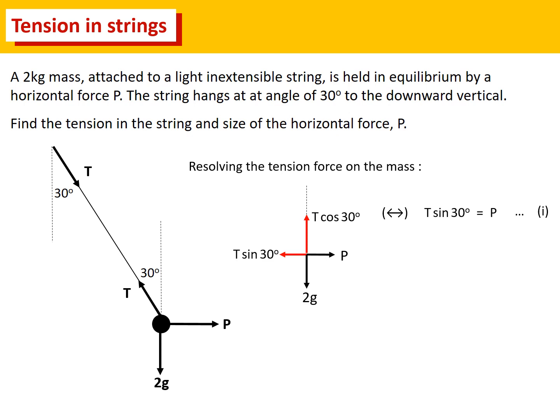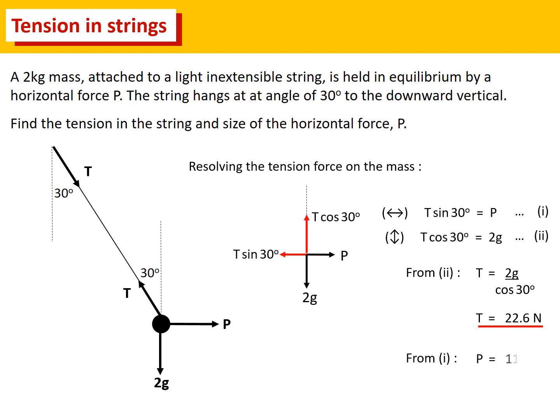Horizontally, P equals T sin theta. Vertically, T cos theta equals 2g. From equation 2, we get the tension equals 2g divided by cos theta, and that's 22.6 newtons. And if we put that up into equation 1, that will give us P equals 11.3 newtons when rounded off. Just please note, when you're substituting your T back up here, don't use the rounded off version. We only round at the end, so we use the full calculator answer here without rounding.